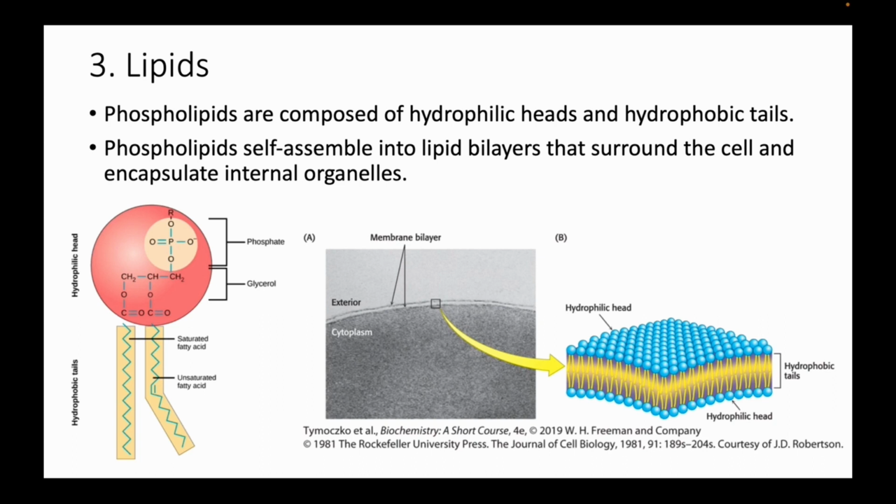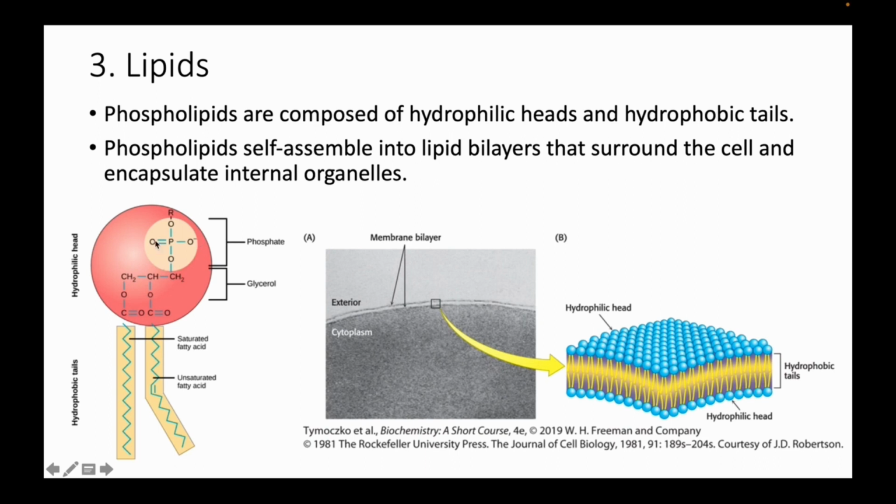Our third biological macromolecule are lipids, or phospholipids. So phospholipids are composed of that hydrophilic head group. So we can see a phosphate and a glycerol backbone here. These are all hydrophilic. And hydrophobic tails. So these are carbon-hydrogen chains, hydrocarbon chains. Sometimes they have double bonds, which give the tails a bend to them, these unsaturated fatty acids. And this section down here is going to be hydrophobic.